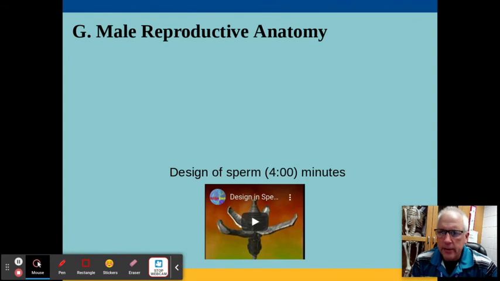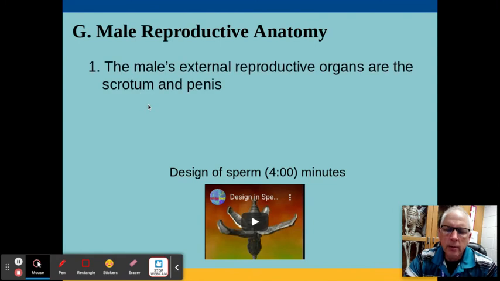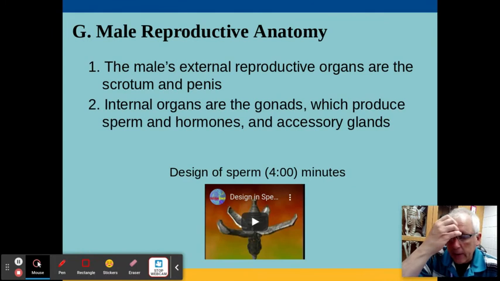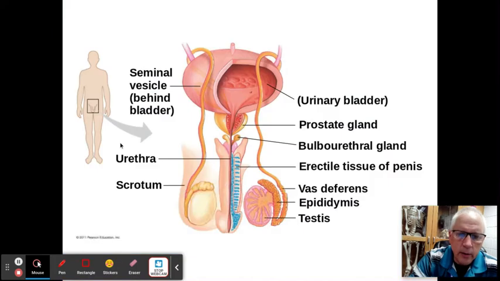Male system, not nearly as complex, very simple, because the male doesn't have to worry about carrying the baby and nourishing the baby and all those complex parts that come with the female system. The male system's designed to produce the sperm, the male gamete, right? So the male's external reproductive organs are the scrotum and penis, okay? Internal organs are the gonads, which are the testes, obviously. And then we got some accessory glands as well, okay?